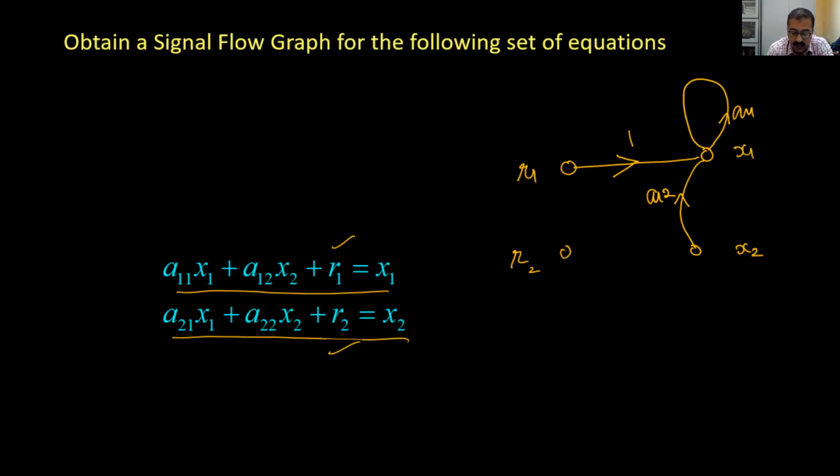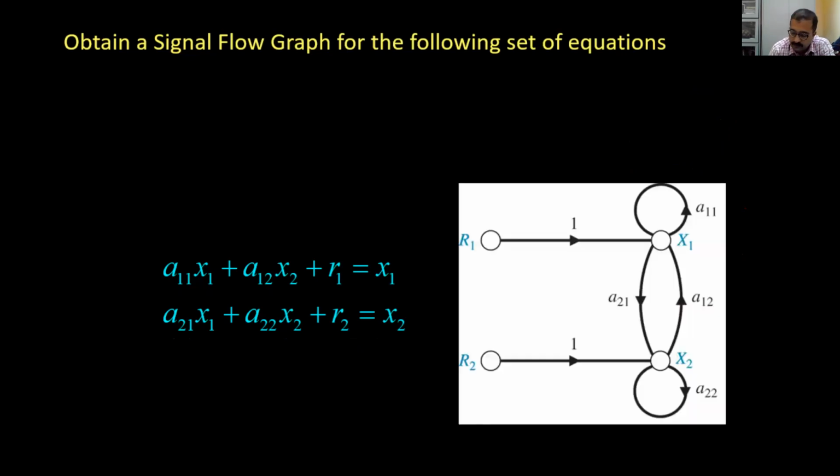Coming to the second equation, x2 equals R2 plus. So there should be a branch from R2 at a gain of 1, a branch from x2 again at a gain of A22, and from x1 at a gain of A21. This is what is shown here. This is how we can obtain the signal flow graph for the given set of equations.